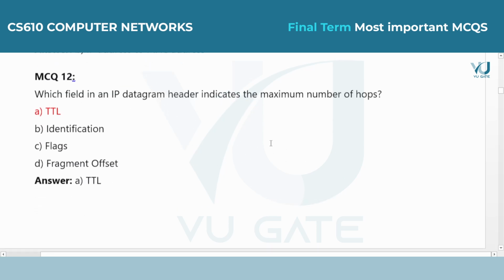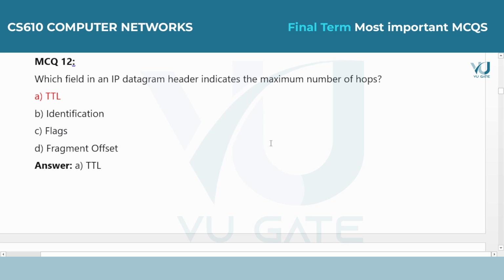MCQ 12. Which field in an IP datagram header indicates the maximum number of hops? Answer: A, TTL. Concept: Time to Live (TTL) prevents packets from looping forever. Each router decrements this value, and if it reaches 0, the packet is discarded.